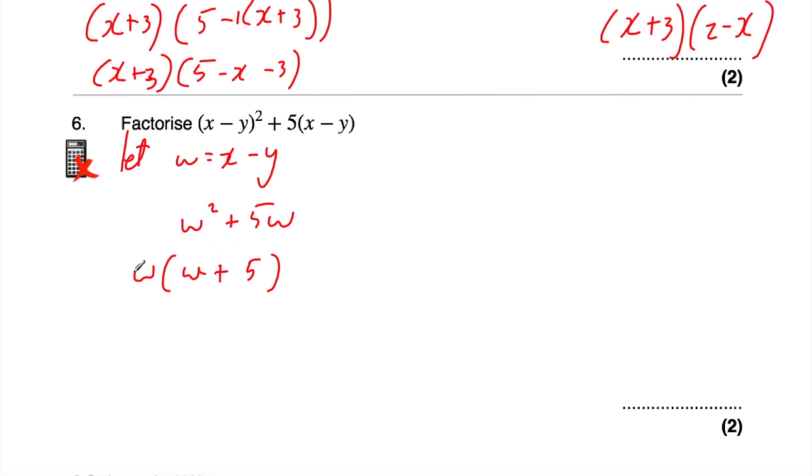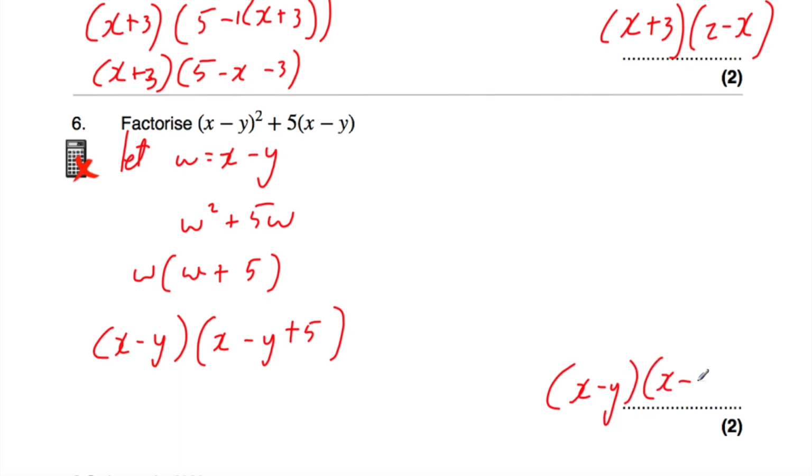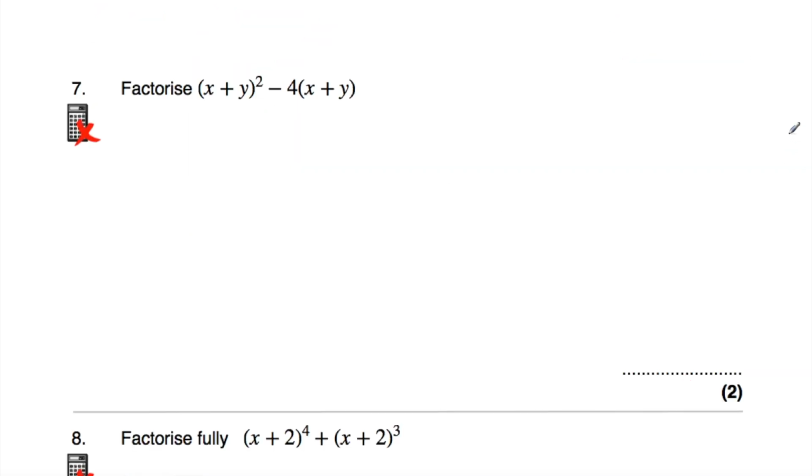So we've just taken the w out. So now we're going to replace the w with x minus y. So instead of w, we're going to put in brackets x minus y, close brackets. Now we've got our second bracket, so we open up the brackets. Instead of w, we write x minus y, and then we've still got our plus 5, and then close brackets. And that's it. That can actually be simplified. So our answer is x minus y bracket x minus y plus 5. And that's it. So we've factorized that. Okay, let's look at question number 7.